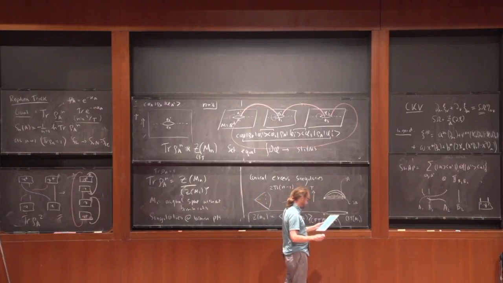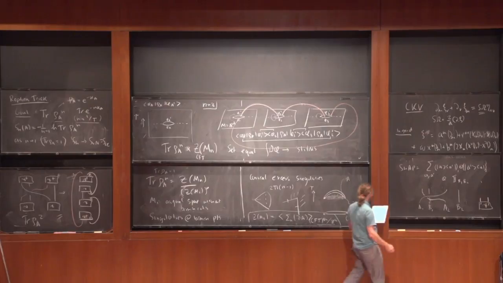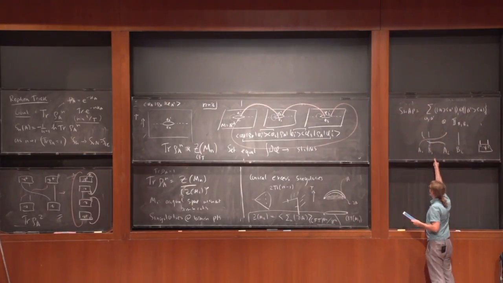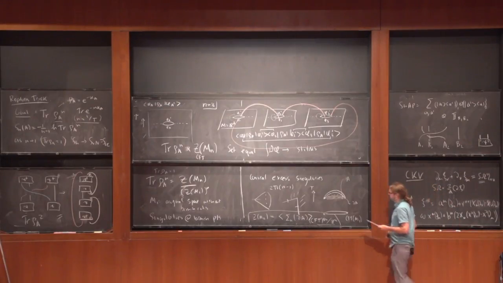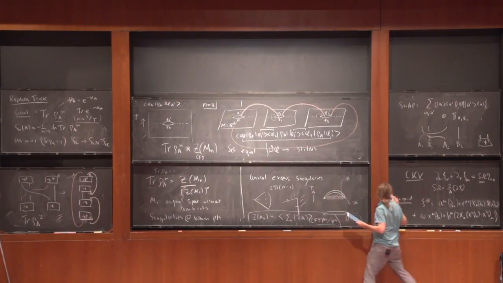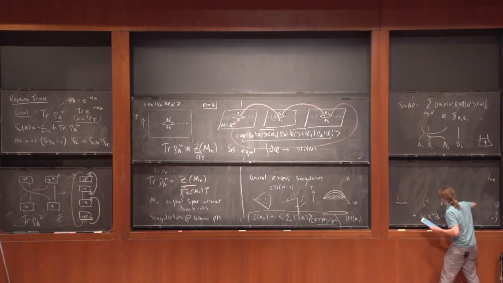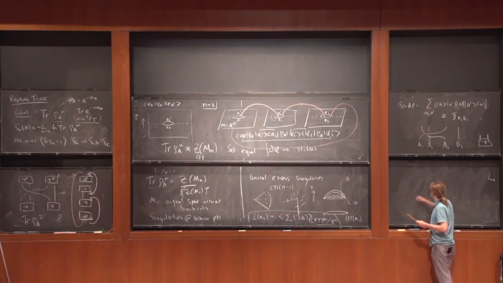Okay, so this operator, let me describe it a little bit. Let me just describe in words what it is. So this twist operator lives on this codimension 2 surface. So let's just draw that surface.